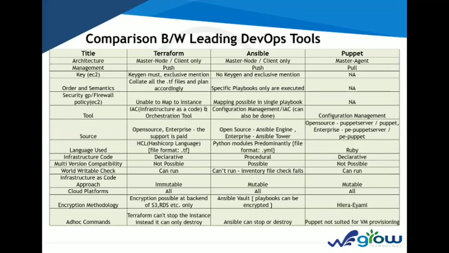So, multi-version compatibility. Terraform, the version I told you is 0.12, the latest version of Terraform, and Ansible has the latest version 2.9, and Puppet has 6.0, right? So now, is there any possibility to have multiple Terraform versions in a single server? Or multiple Ansible versions in a single server, or Puppet? The possibility is there with Ansible.